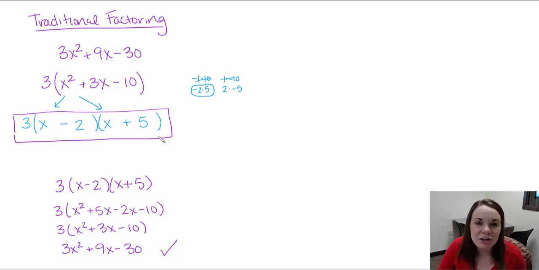So try this out. Whenever you're asked to factor, remember, check to see if there's a greatest common factor first, and then try this method. If not, you might have to try a different method in your factoring toolkit.